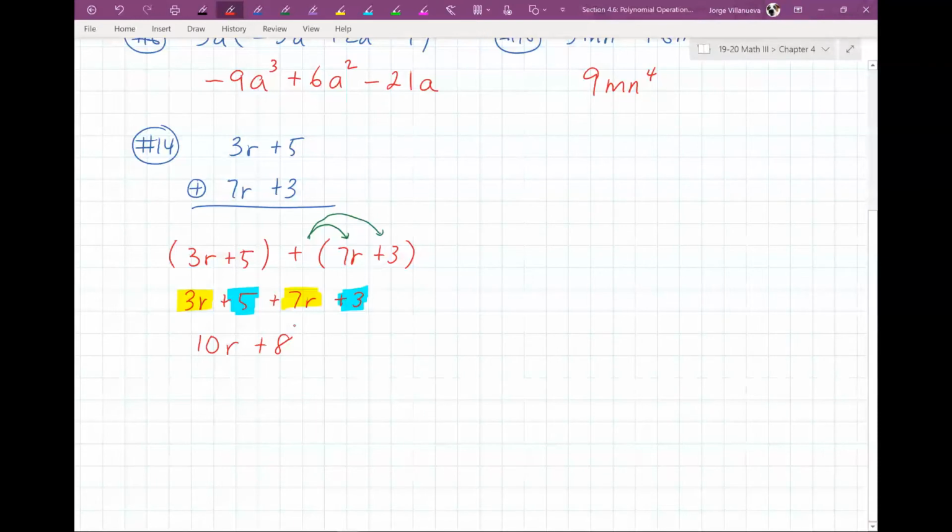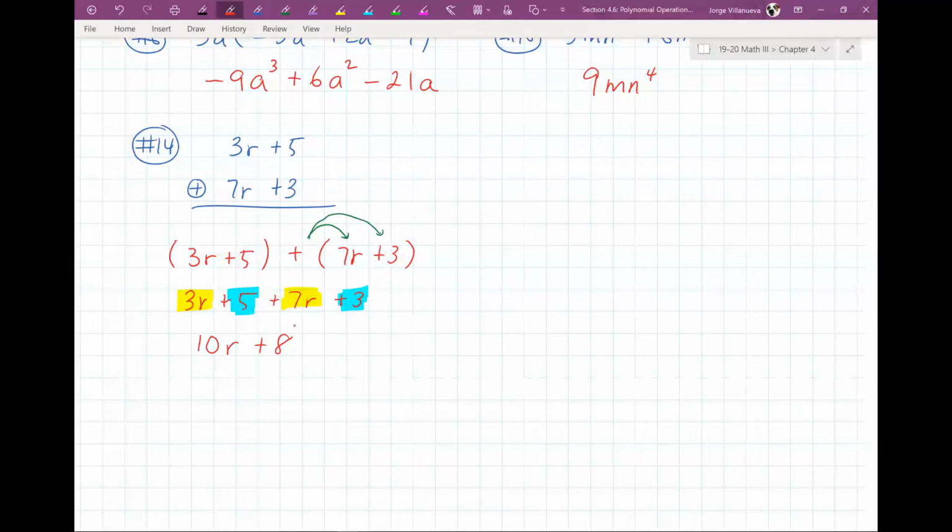So just really quick, guys, look at number 15. Notice how there's a t to the fourth, a t to the third, a t squared, a t to the first, and then just a number. None of those are like terms. So when you try to simplify it, you can't, because none of them are the same. So you just basically write it out, and that's your answer. Okay?